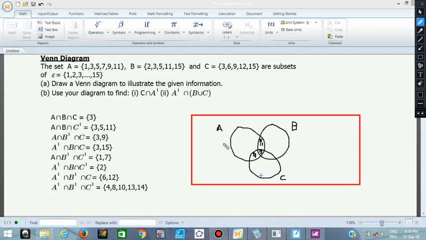Okay. Then we have the elements present in B and C, without A. We don't need A, just B and C. That is 3 and 15. So we already have 3 here for B and C. You can see the circle of C. You can see the circle of B. So we have 3 and 15. So you put your 15 here. Have your 15.